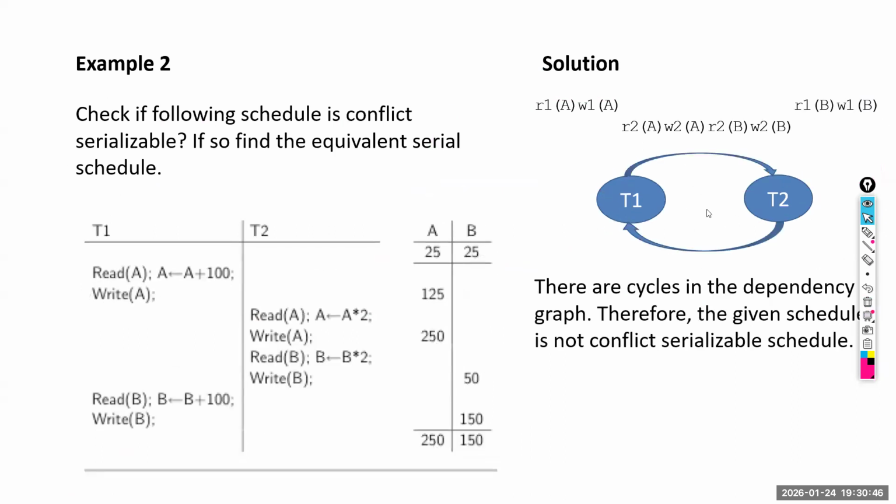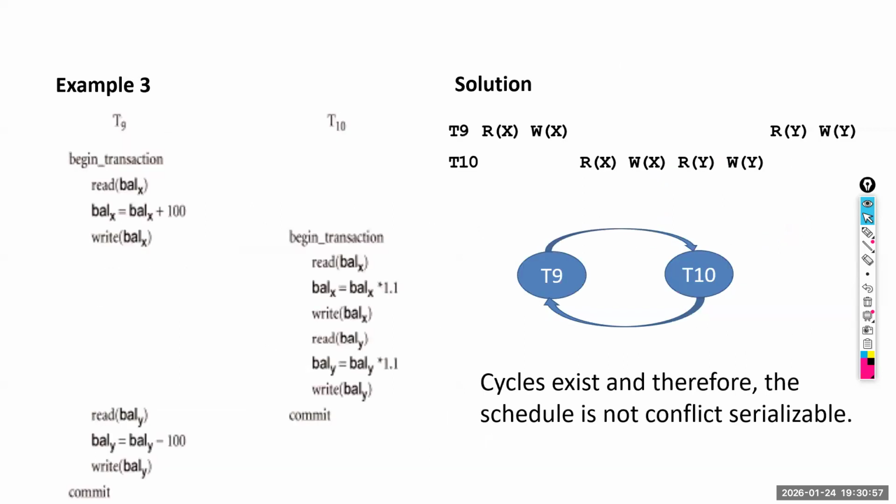But here there's no equivalent serial schedule because there is a cycle. At least one cycle means it is not conflict serializable. So what about this one? First of all, if the examiner gives the question in this format, you need to transfer it into this format: read X, write X, again read X but by the other transaction, write X, read Y, write Y, then again your T9 transaction, read Y, write Y. Once you put it into this format, it's easier.